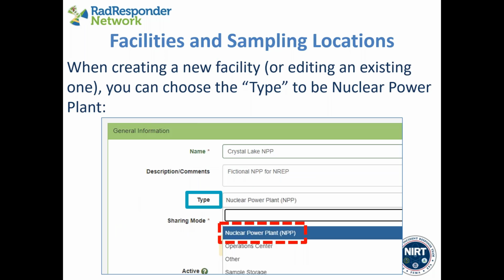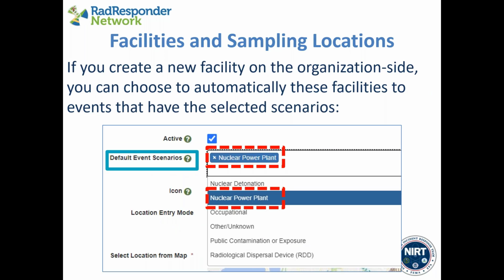When you create a new facility, or if you're editing an existing one, you can choose the type to be nuclear power plant, which you can see highlighted here. The reason you can do this is that when you create a new facility on the organization side, you can choose to automatically add these facilities to events that have the selected scenarios. What I've highlighted here is default event scenarios. If I add the nuclear power plant event scenario, anytime that event type is created, my facility is automatically going to be added, which you can see here.